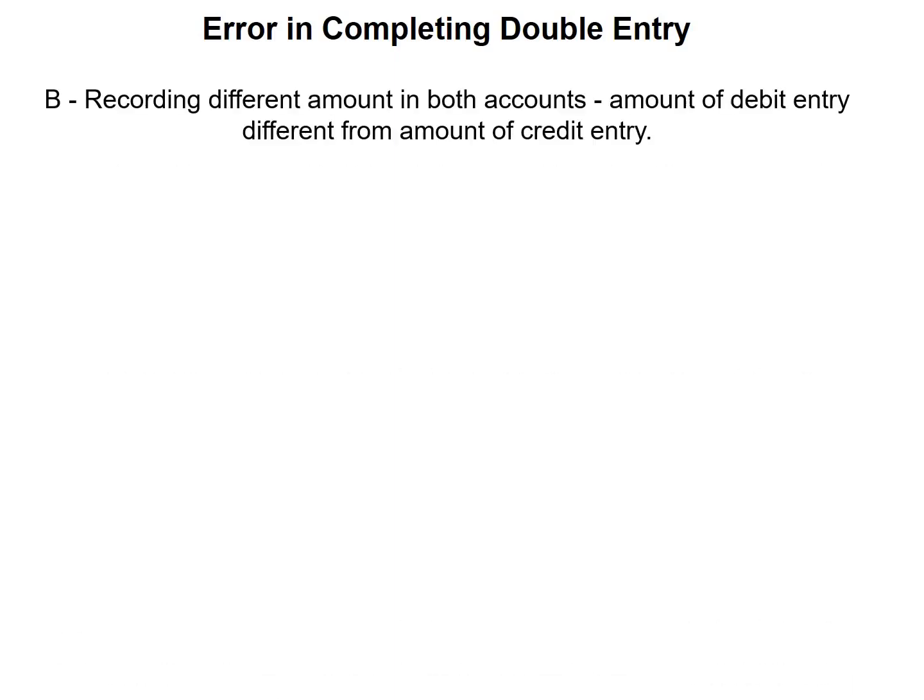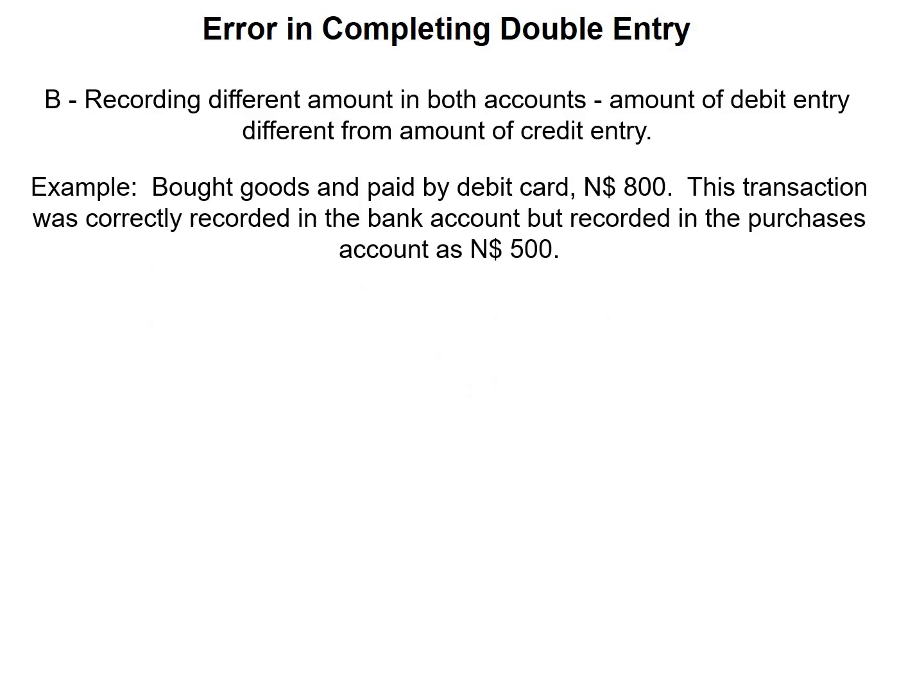The last error we will look at is the second part of the error in completing the double entry, which is recording different amounts in both accounts. Let's have a look at our example. Bought goods and paid by debit card $800 Namibian. The transaction was correctly recorded in the bank account but recorded in the purchases account as $500.